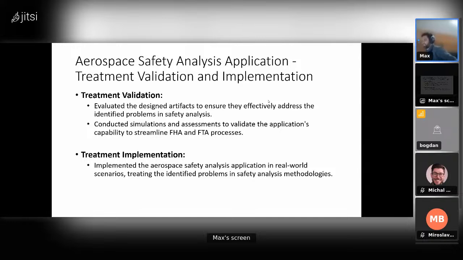Then you would have the validation and implementation part. So you would evaluate the artifact to ensure that it's effective and addresses the identified problems in the safety analysis, and then you would conduct simulation and assessment to validate the application's capability to streamline FHA and FTA. And really you would then implement it in a real world scenario and see how it goes, and of course you would get some feedback from your stakeholders.